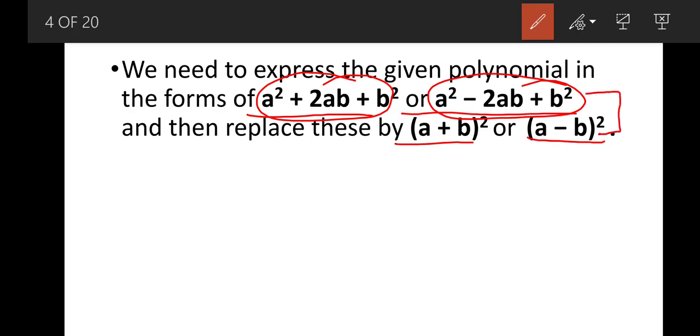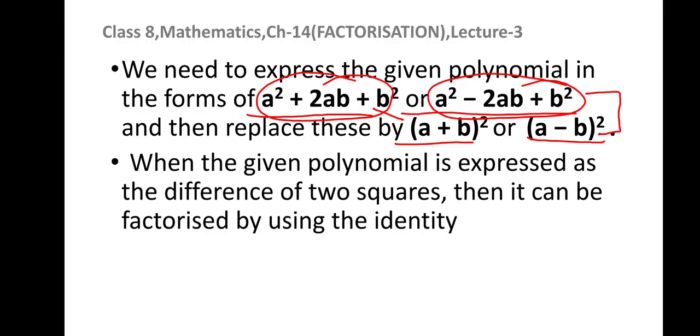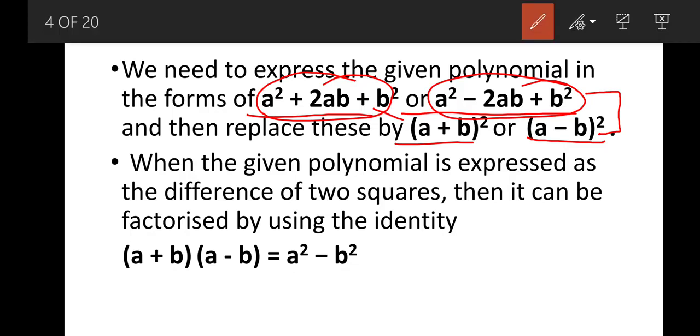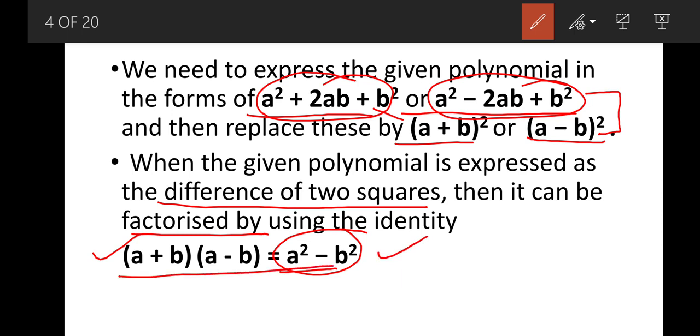This is identity number 2, that is a minus b whole square is equal to a square minus 2ab plus b square. And this is identity number 1, that is a plus b whole square equals a square plus 2ab plus b square. Another point to note is when the given polynomial is expressed as the difference of two squares, then it can be factorized by using the identity a plus b into a minus b is equal to a square minus b square. Clearly you can see that this side of this identity is equal to a square minus b square, which is the difference of two squares, and then it can be factorized using this identity. If in the question you find this type, that is difference of two squares is given to you, then chances are we are supposed to use this identity number 3.